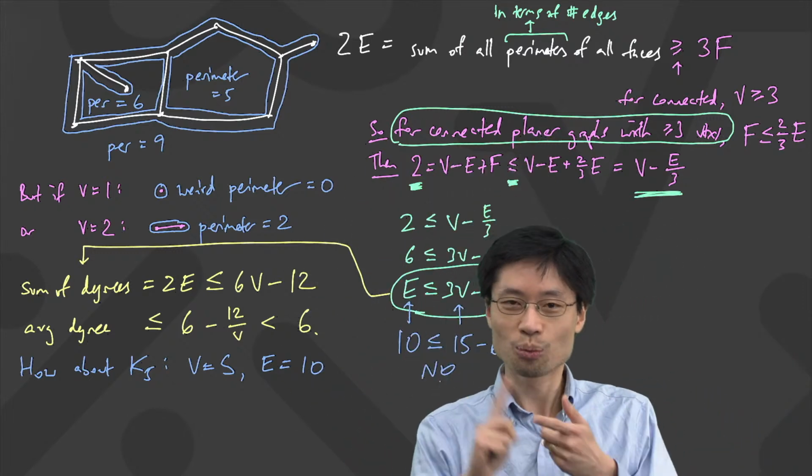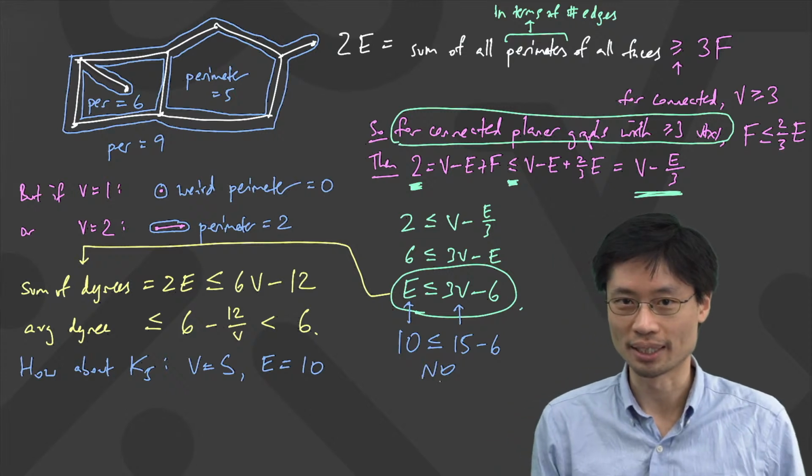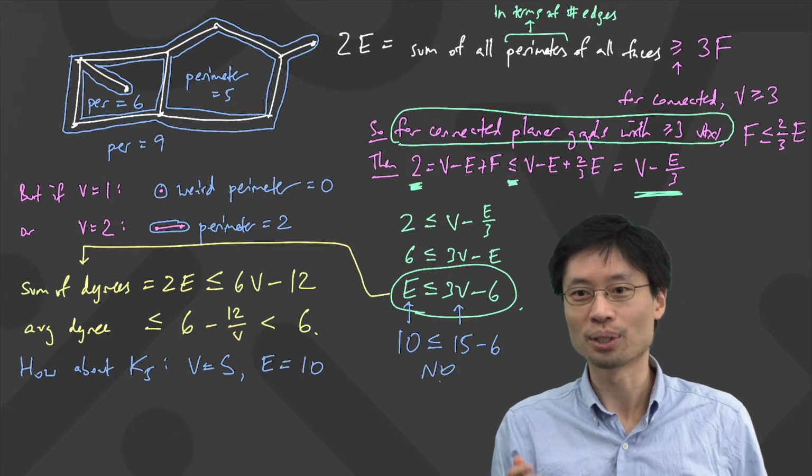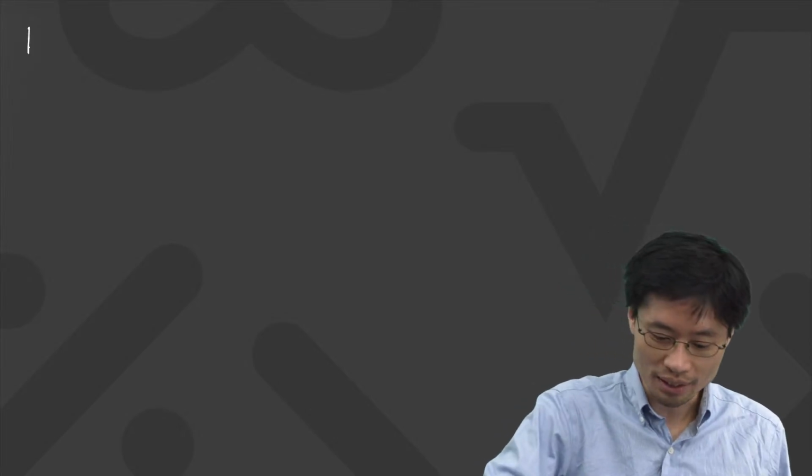All right. So that's one of these graphs which is not planar. There's another very important graph that's not planar also. The other graph that's not planar is called K33.